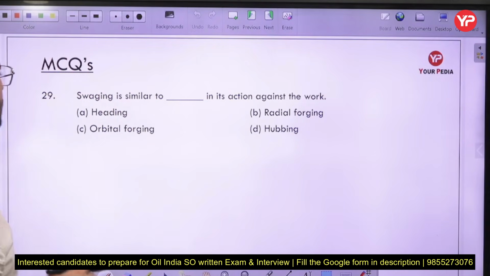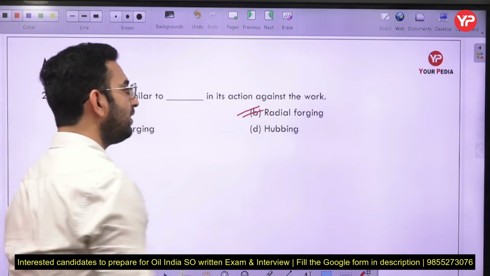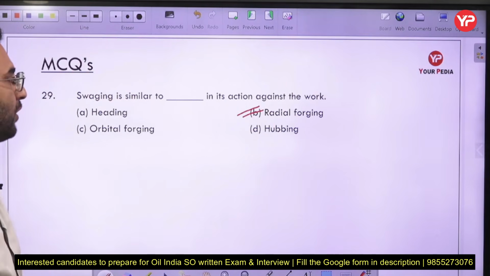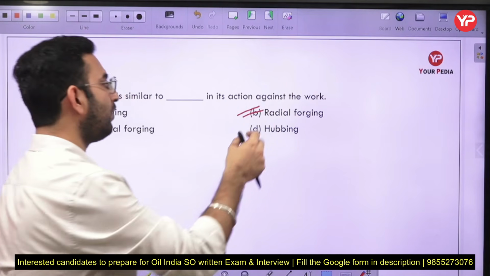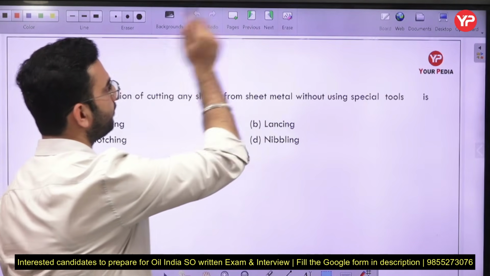Next part, swaging is similar to the dash in the action against the work. That is again a very simple case. It is radial forging here, in which you are applying forces on the heated metal in the radial direction. Okay, that is a swaging operation.